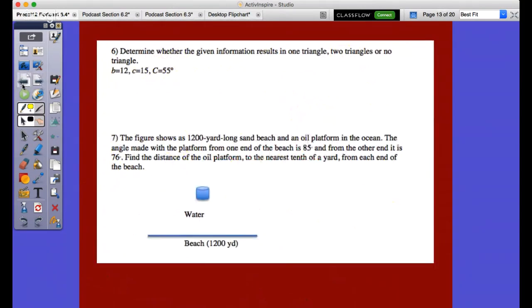Let's see this. I think we've done number 6, but I think I want to do maybe one more. Number 7, let's just talk through that one. I don't think that one's really tough.